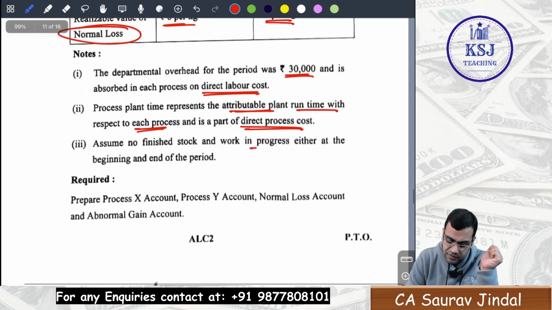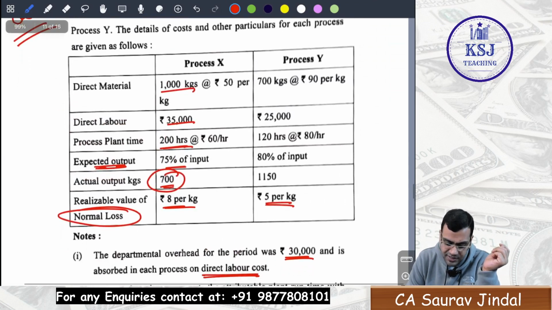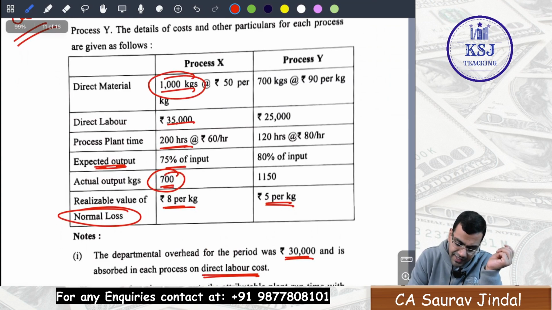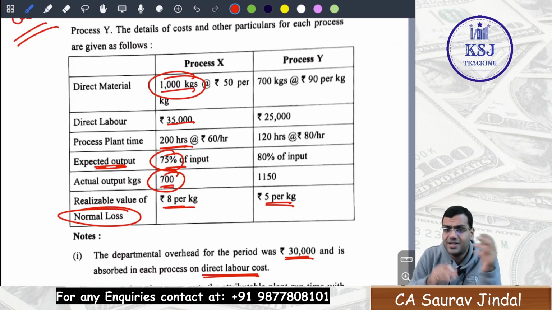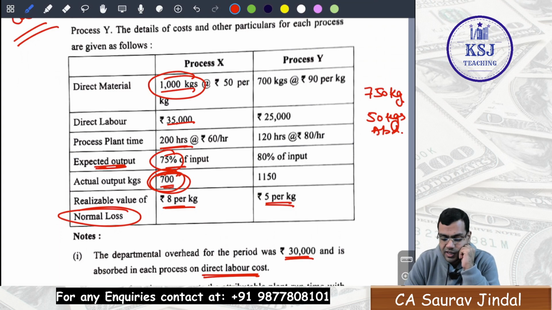Assuming no finished stock or work in progress at the beginning, prepare process X account, Y account, normal loss account, abnormal loss account. Very simple, sir. Input is 1000 kg, 25% is the normal loss. So we were expecting what? 750 kg. Right, but actual output is 700, that means 50 kg is abnormal loss in the first case, abnormal loss. Clear? So this is how you have to figure it out.